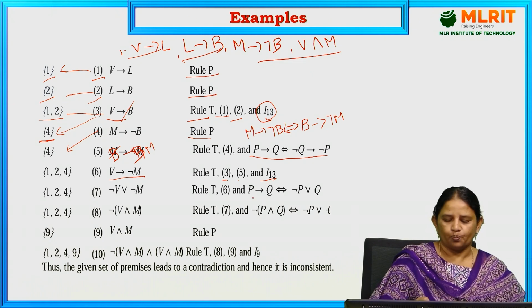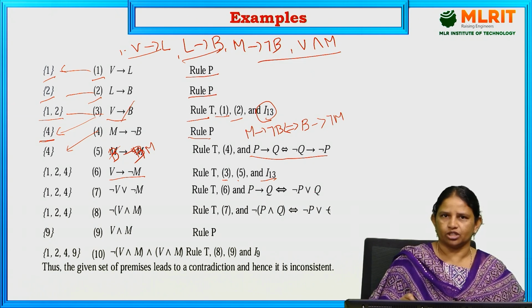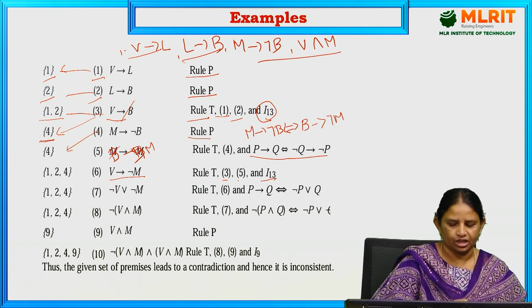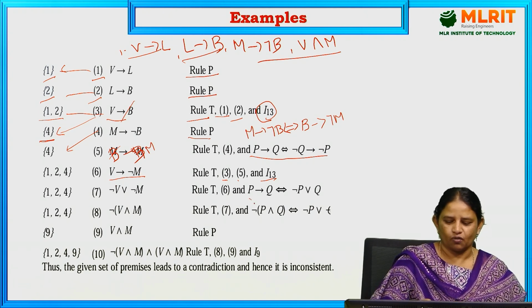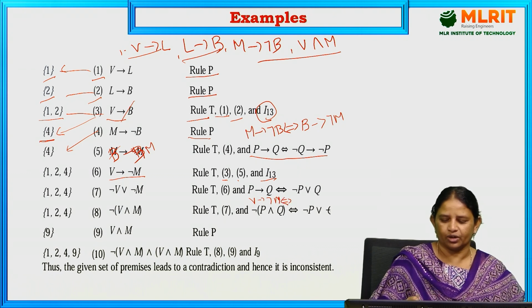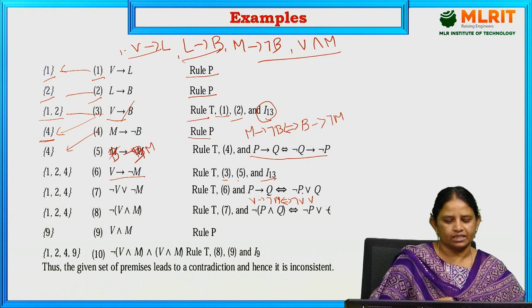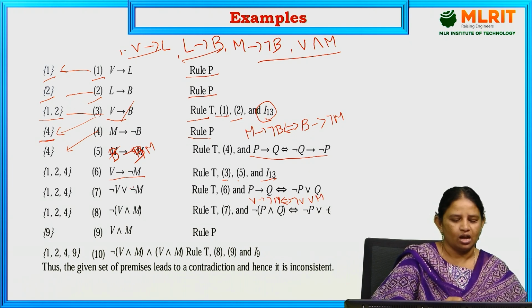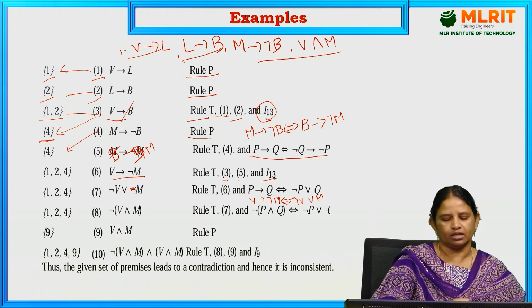Next, P tends to Q is written as negation P or Q. V tends to M is written as negation V or M. V tends to negation M is written as or equivalent to negation V or, and in the place of Q, that means M, negation M. After that, negation V or M is from the set of premises.